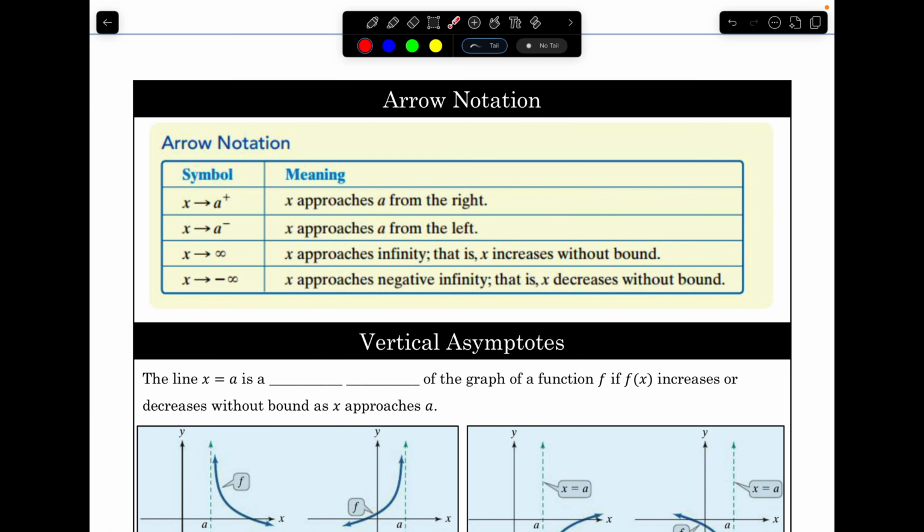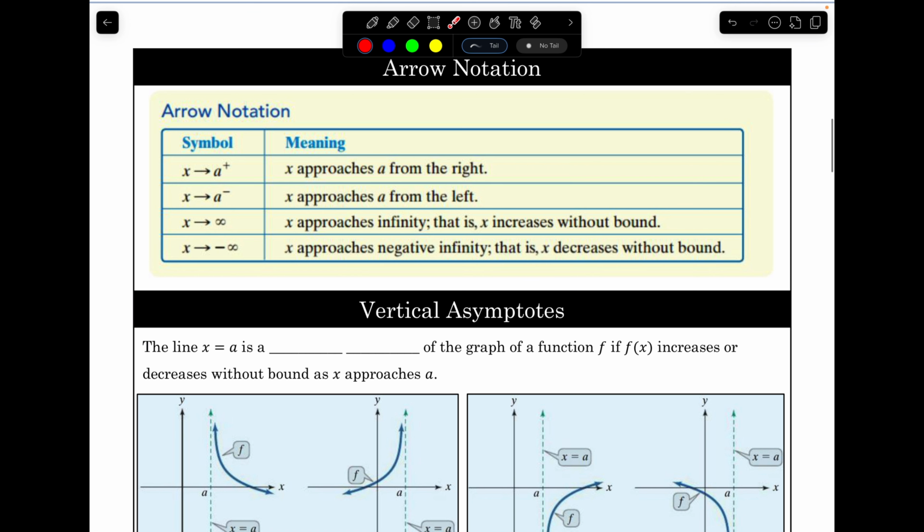So let's continue with the second page of these notes. In this section, we're going to first talk about arrow notation and what these arrows mean in terms of vertical asymptotes, just so you can see it in the explanation. We're not going to use them in the answers, just in the explanation. So the arrow notation indicates as x approaches. To have an arrow means this term here is approaching something.